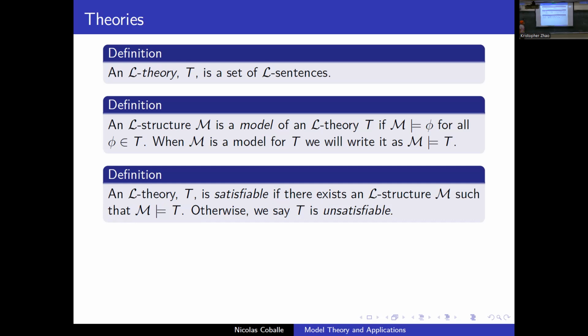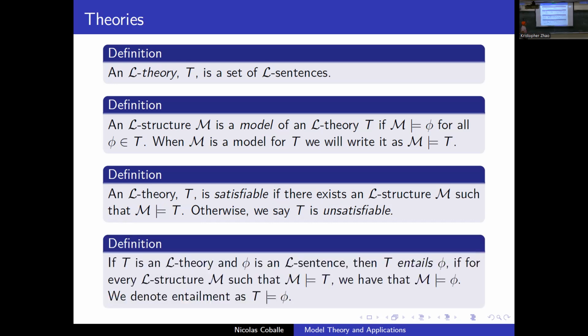An L theory T is satisfiable if there exists an L structure M such that M models T. Otherwise, we say that T is unsatisfiable. And if T is an L theory and phi is an L sentence, then we say T entails phi if for every L structure M such that M is a model for T, we have that phi is satisfied, or phi is valid in M, and we denote entailment again using this symbol.